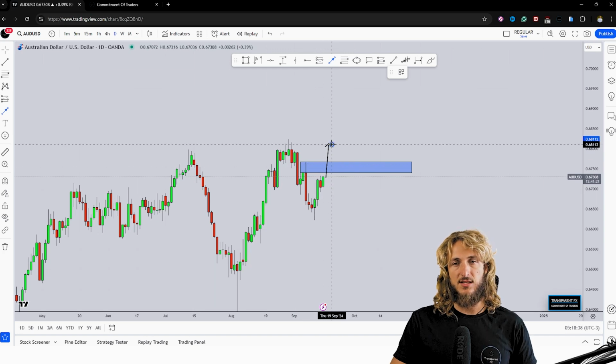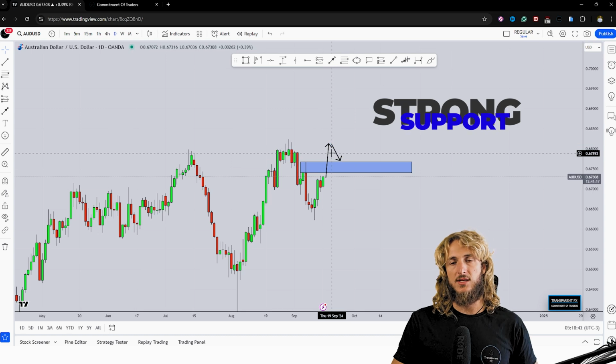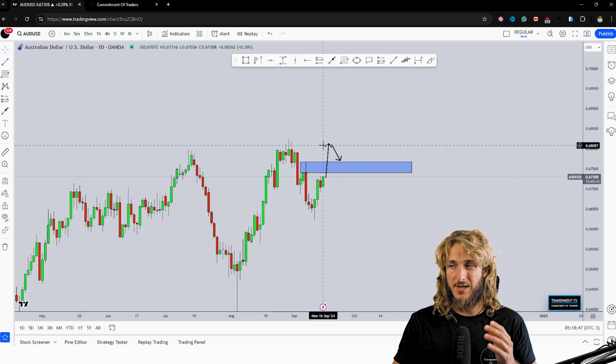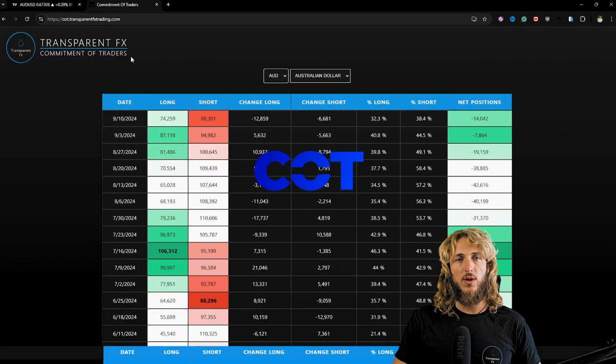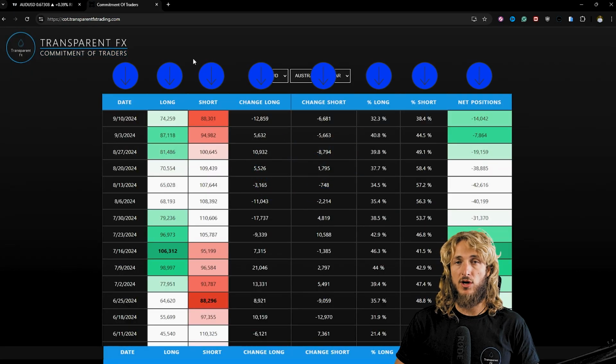So if we do see a successful break above this resistance, which at that point would become support, that is where things get quite interesting. But before we dig deeper into what we have here from a technical perspective, first, let's go and see what we have when it comes to the commitment of traders. So what hedge funds and the big players in the market are doing.